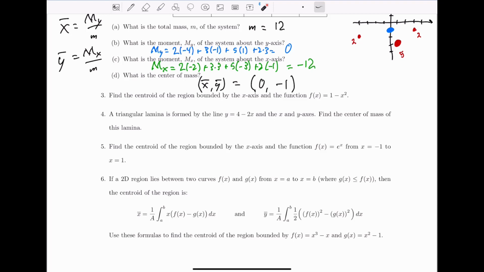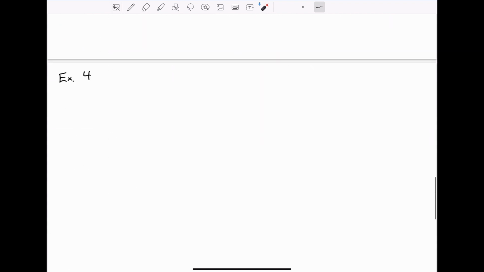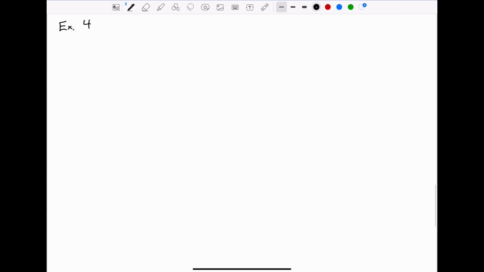Let's solve example 4. We have a triangular lamina formed by the line y equals 4 minus 2x and the x and y axes. We wish to find the center of mass of this lamina. So we'll start by drawing what this line looks like.